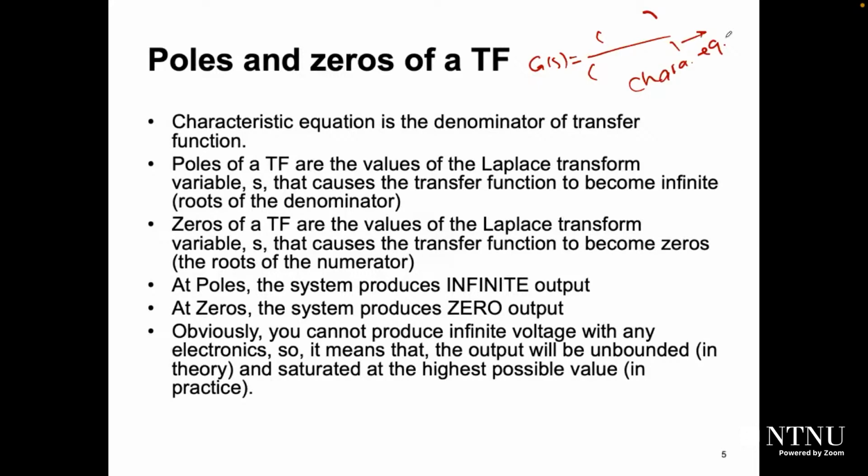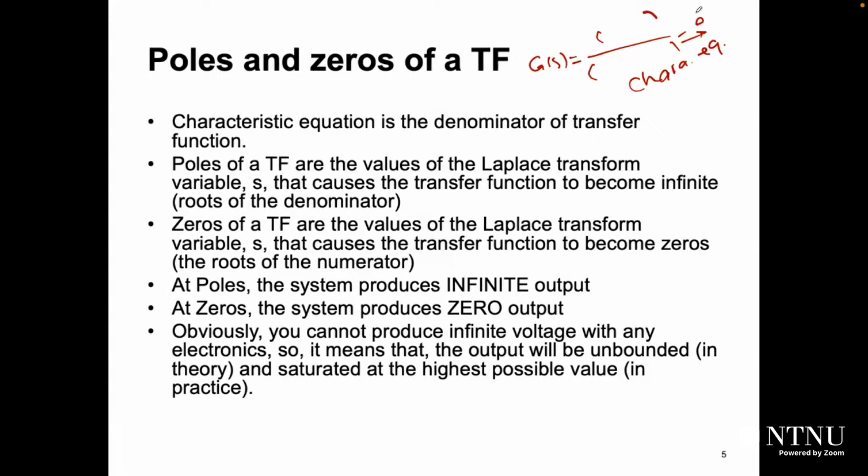The poles are in fact the roots of the characteristic equation. The characteristic equation is the denominator of the transfer function. Poles of the transfer function are the values of the Laplace transform variable s that cause the transfer function to become infinite, which are the roots of the denominator, right? So we factorize the characteristic equation, which is the denominator of the transfer function, equate it to 0, and find its roots. Those roots are the poles.